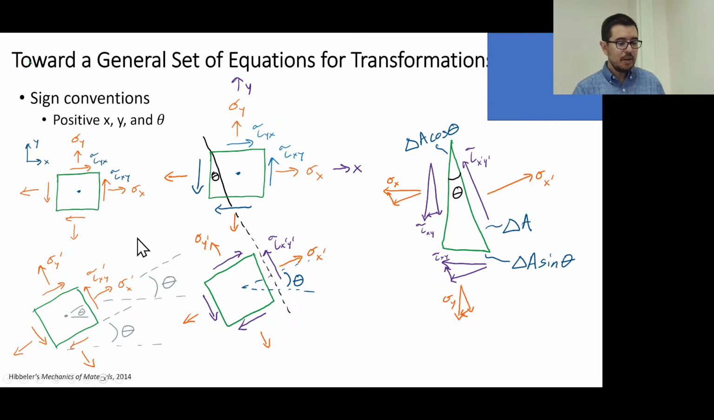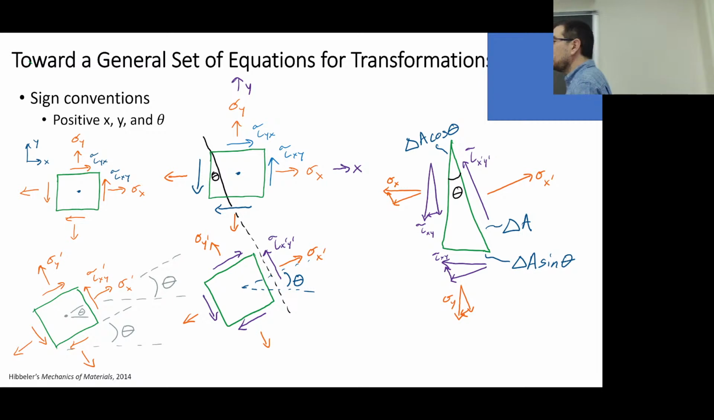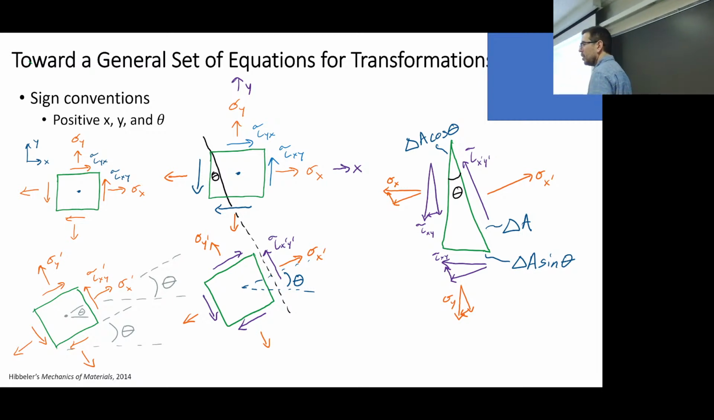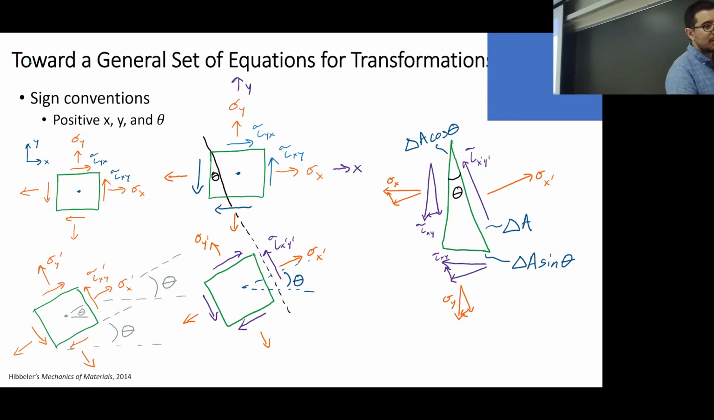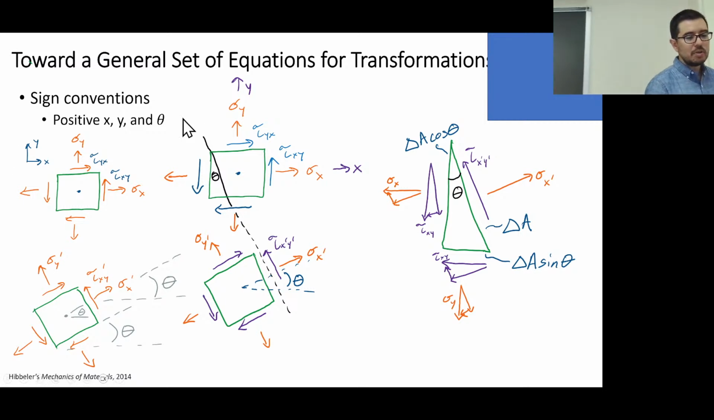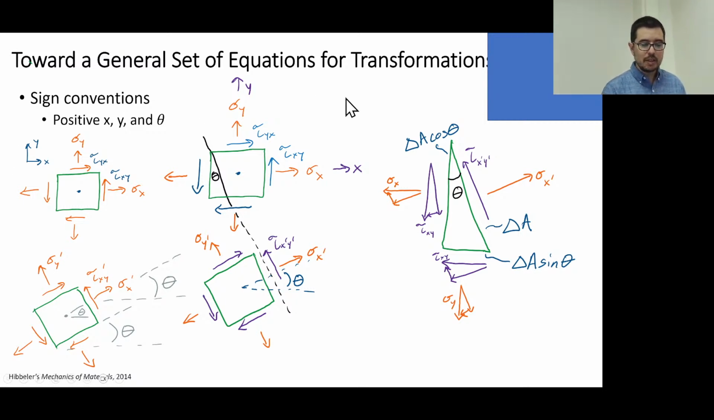You can come up with general equations. I don't have to plug in numbers every single time. You saw we did like 150 megapascals, we did 50 megapascals. I can just leave it in terms of sigma x, leave it in terms of sigma y, and do some algebra. And so that's what we're coming up with. We come up with a general set of equations for these transformations.